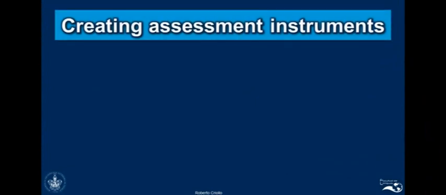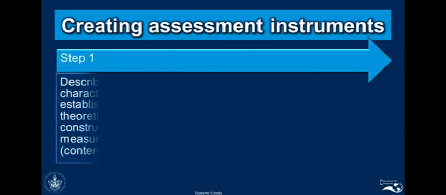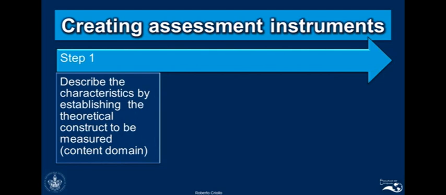So let's review together the steps that are necessary to create assessment instruments. First of all, we need to describe the characteristics that we need to measure by establishing a theoretical construct. That means that we need to go through the theory and see what exactly it is the thing that we want to measure, that we want to assess.